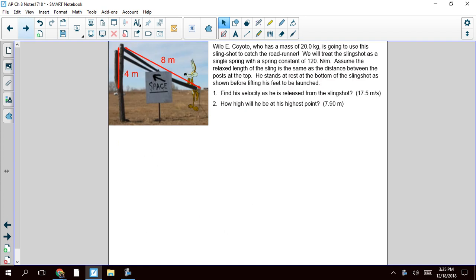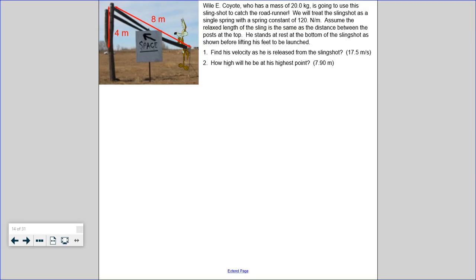All right, so what we've got here, this first example. Wile E. Coyote's got a mass of 20 kilograms. He's going to use the slingshot here to catch the Roadrunner. We're going to just treat the slingshot as a single spring with a spring constant of 120 newtons per meter, and we'll assume that the spring is relaxed up here at the top of the slingshot to keep things simple. It says he stands at rest at the bottom of the slingshot as shown here in the picture before he lifts his feet up to be launched.